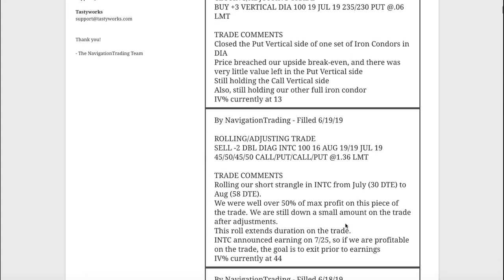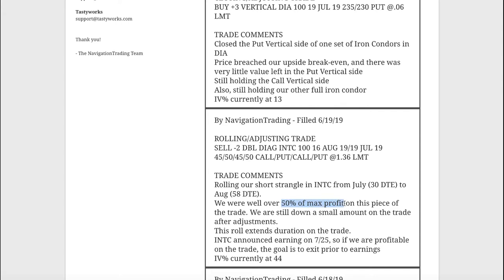Next trade was a rolling, adjusting trade in Intel. So we put on a short strangle after earnings on their last earnings announcement. Option prices stayed elevated, sold some premium, it kind of went against us. We had to make an adjustment. And then we're to the point where we're well over 50% of max profit after that initial adjustment.